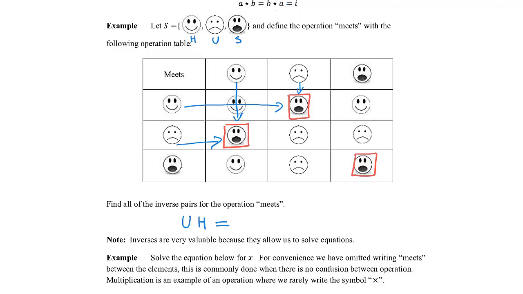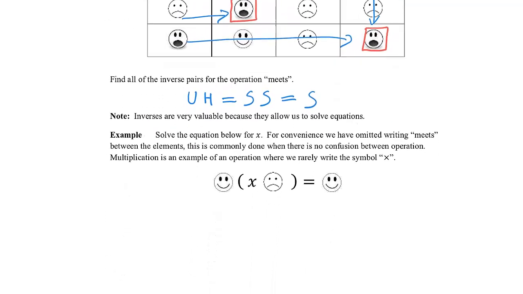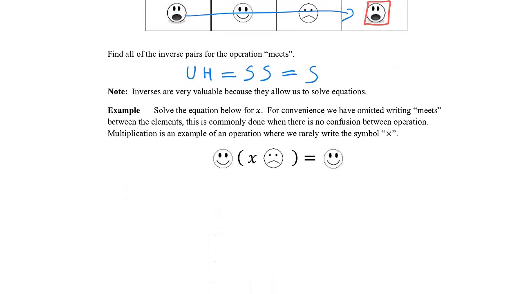There's one more inverse pair in our table. When surprised meets surprised, you also get surprised. So S meets S gives us S. The two inverse pairs that we can find are unhappy with happy and surprised with surprised. We can notice that the identity always pairs with itself because the identity can just disappear with the operation and you have found a way back to the identity.